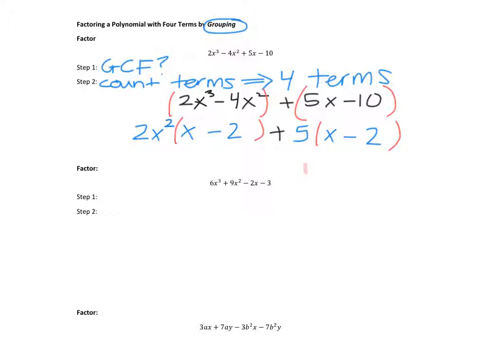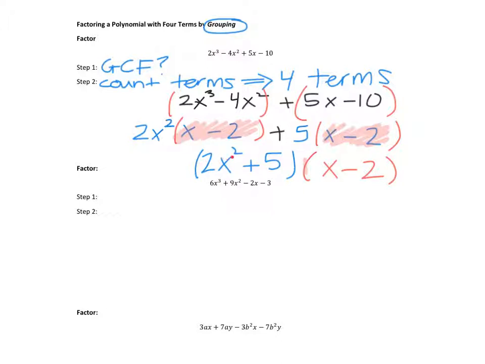X minus 2. And then we're left with 2x squared plus 5. All right, and then this is our final answer, 2x squared plus 5 times x minus 2. And I wanted to point out that if we were to redistribute the x minus 2, we would give a copy to the 5, and we would give a copy to the 2x squared.